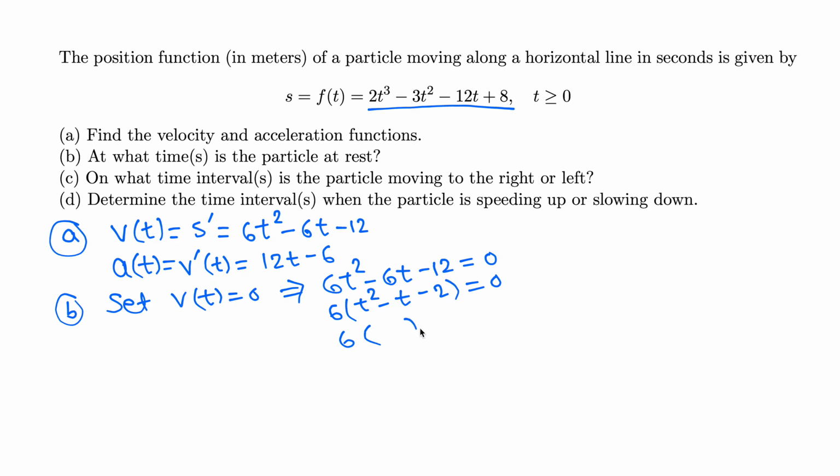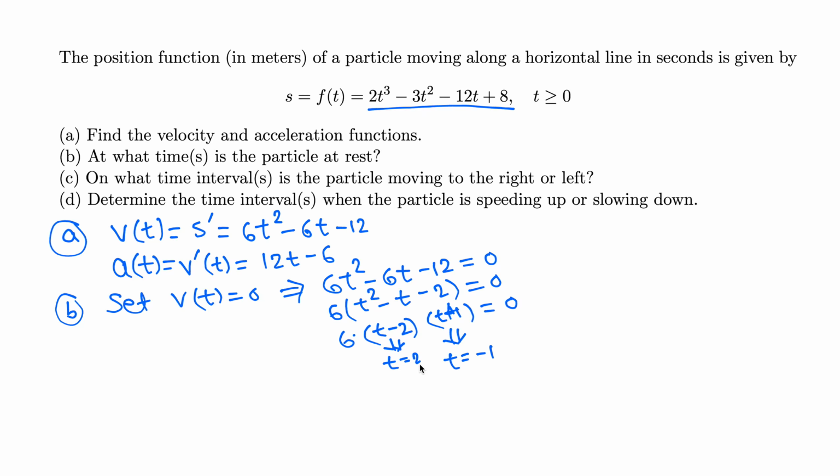So trinomial means it might factor in this way, t squared, t times t, 2 times 1, 2. To get negative in the middle, here negative, positive. Okay, positive. So t plus 1, okay, this is positive sign. So that gives t equals negative 1. And then this gives t equals 2. And 6 is never 0, so no contribution. So there are 2 times when the particle is at rest.